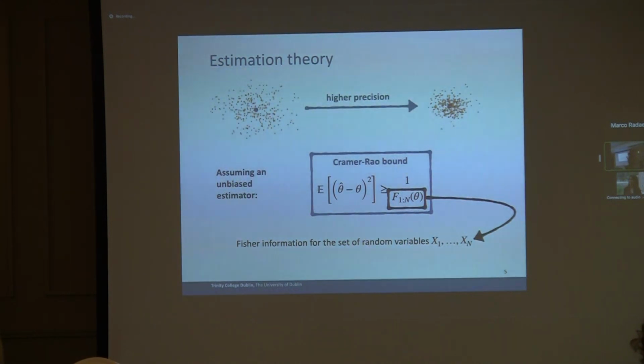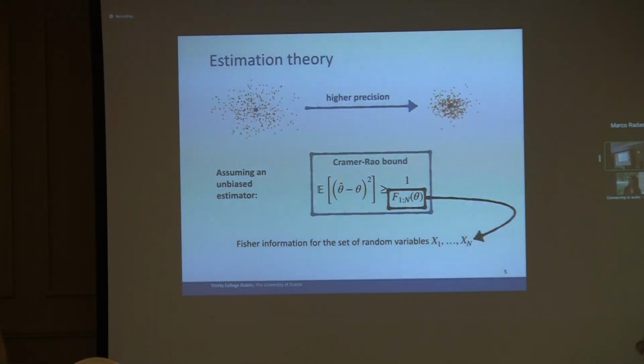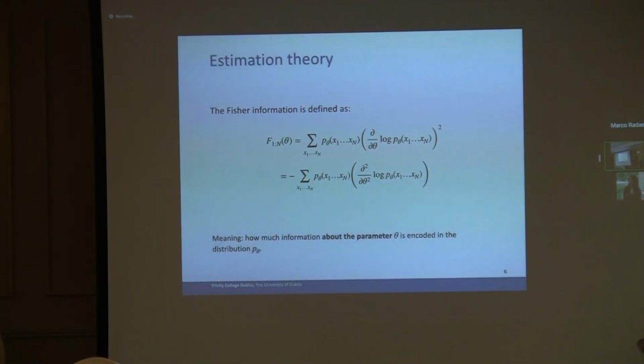So in particular, we can talk about the precision of this estimator, and assuming an unbiased estimator, the precision is bounded by the Cramér-Rao bound, that is, by the inverse of this quantity, which is known as the Fisher information. This means that the mean square error between the estimator and the true value of the parameter is bounded from below by this quantity.